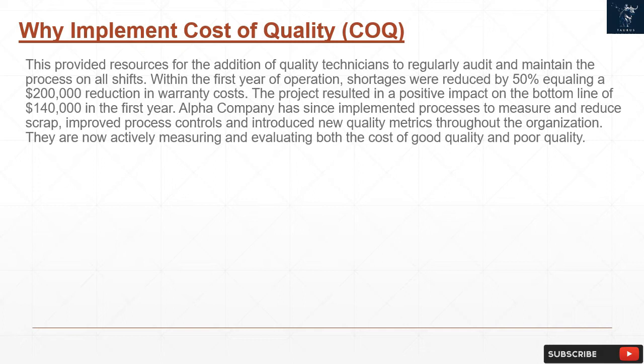Within the first year of operation, shortages were reduced by 50%, equaling a $200,000 reduction in warranty costs. The project resulted in a positive impact on the bottom line of $140,000 in the first year.